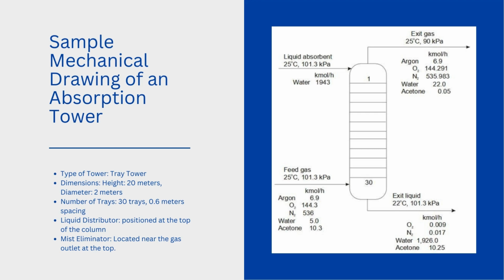Key components include a liquid distributor at the top to ensure even distribution of the liquid absorbent, and a mist eliminator near the gas outlet to capture any entrained liquid droplets. For the streams, we have the feed gas stream entering at the bottom containing argon, oxygen, nitrogen, water, and acetone. The liquid absorbent, which is primarily water, enters at the top. After the absorption, the treated gas exits at the top with significantly reduced acetone content, and the enriched liquid exits at the bottom. This setup allows for the efficient mass transfer and absorption of acetone from the gas phase into the liquid phase.